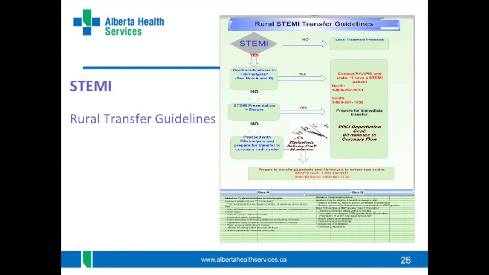But let's say your patient presents less than 6 hours and is a candidate for fibrinolysis, then we would endorse going ahead with fibrinolysis with a delivery goal of less than 30 minutes. What is also integral in that algorithm is that you get your patient transferred as quickly as possible, and that's where the call to RAPID comes into play.